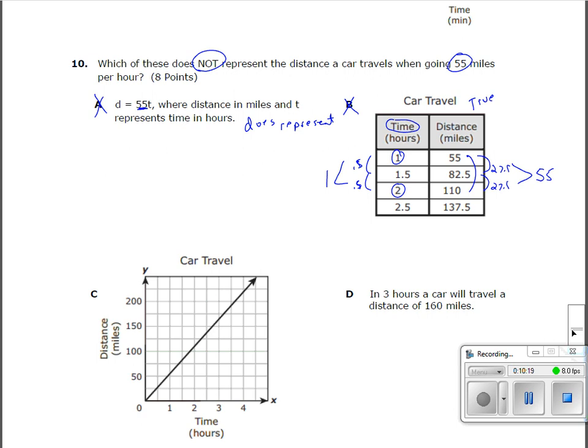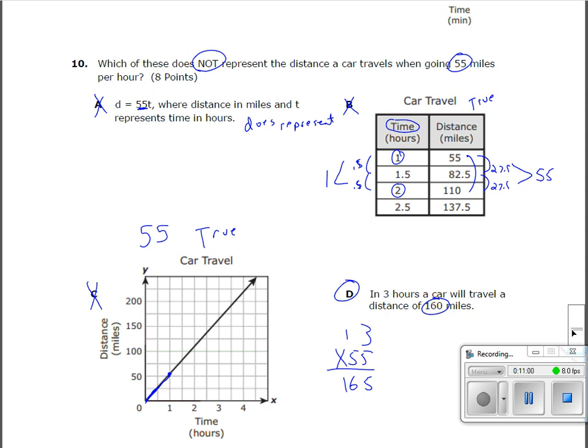C, you really have to pay attention to C because it's going through the origin, but it's not crossing the 1 until about right there. So it's just a little bit above the 50, which tells me it's probably close to 55. So that is a true statement. But over here, if I take 3 and multiply it times 55, which is time times miles, then I get 165, not 160. So D would be my answer.